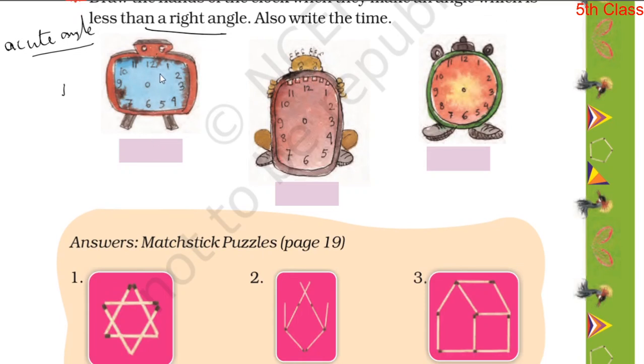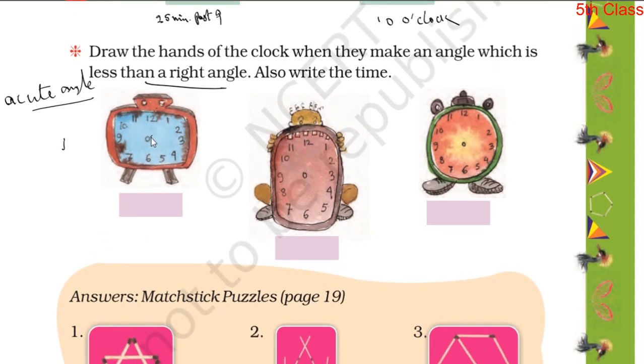So this is 3. What's the time? The hour hand is in between 2 and 3 and the minute hand is at 5. Therefore the time is 2:25. That means 25 minutes past. We can read it as 25 minutes past 2.